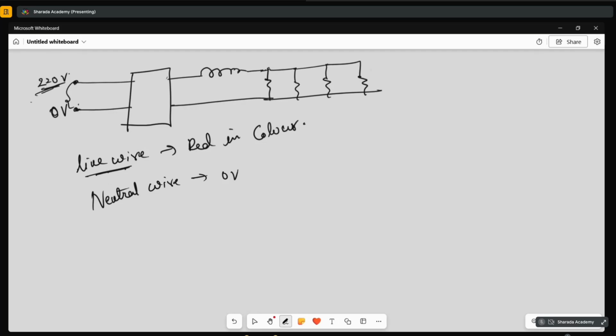Because in the live wire, the voltage is 220 volts. In the neutral wire, the voltage is 0 volts. So what is the potential difference between these two? It is 220 volts.